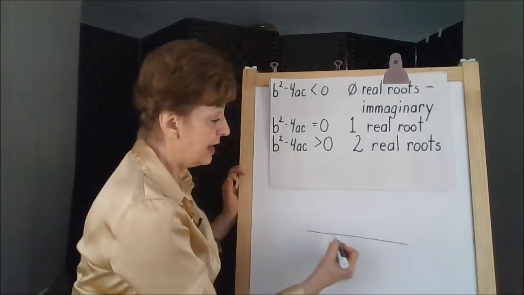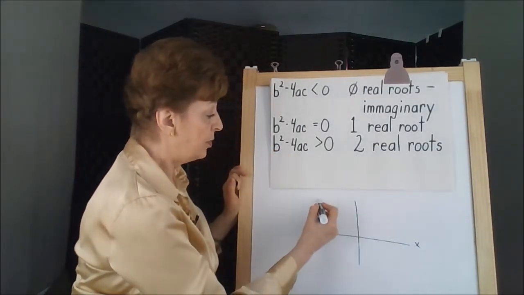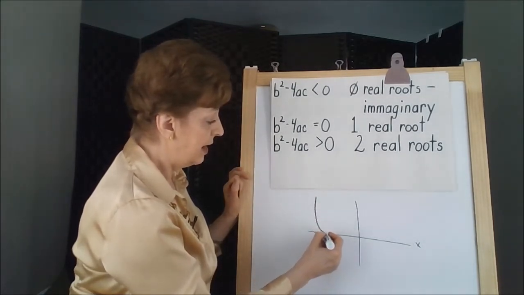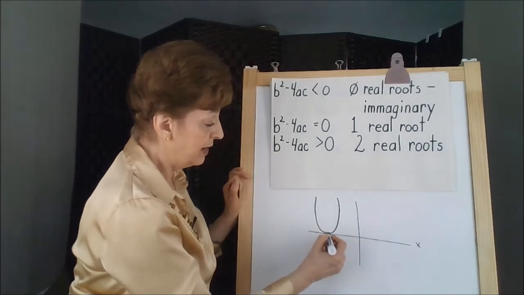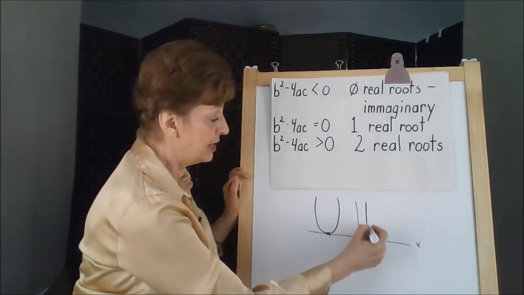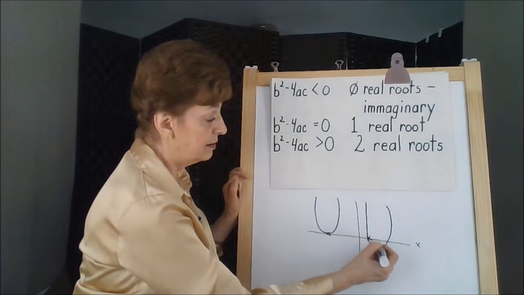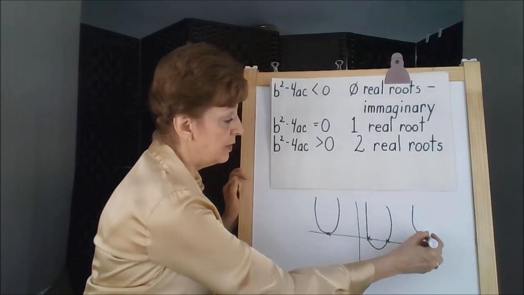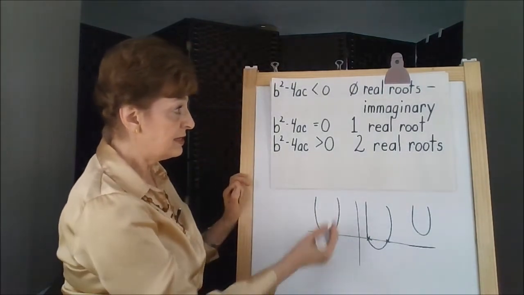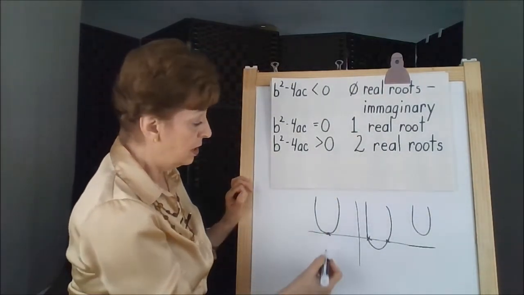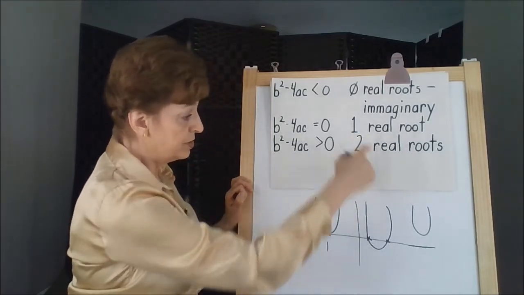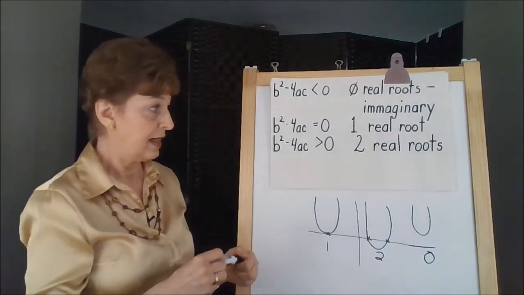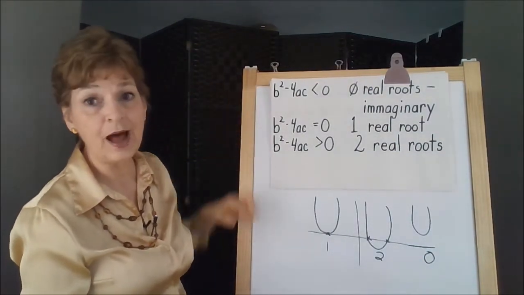If our x-axis is here, the parabola can touch the x-axis at one point, or the parabola can touch it at 2 points, or the parabola can touch it at no points. Say it was this way. These are called roots. This is one real root. This one has 2 roots, and this one has no roots at all. That's what this is referring to. Please copy it into your notes.